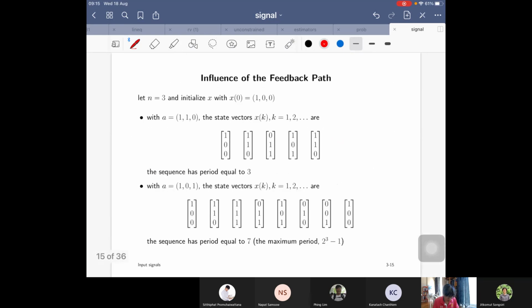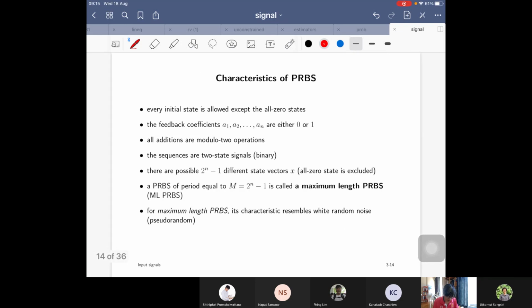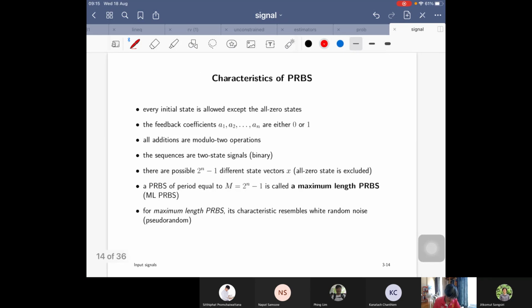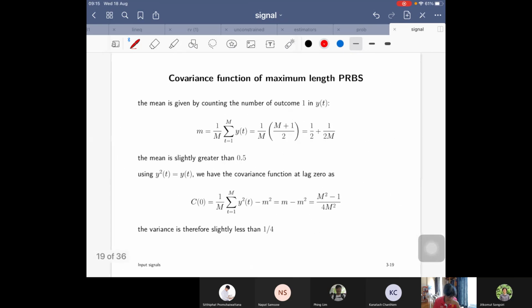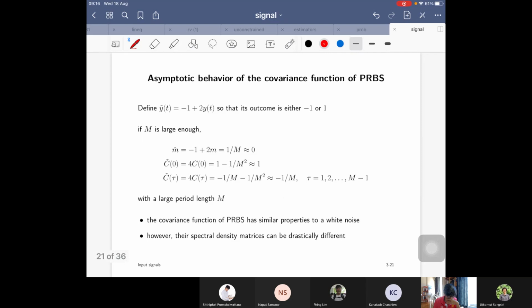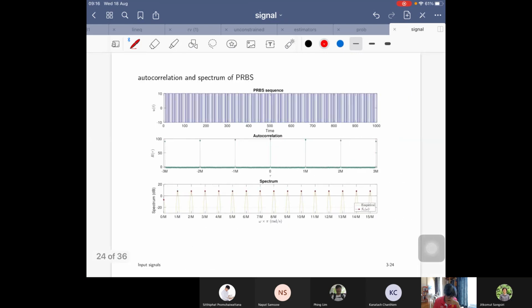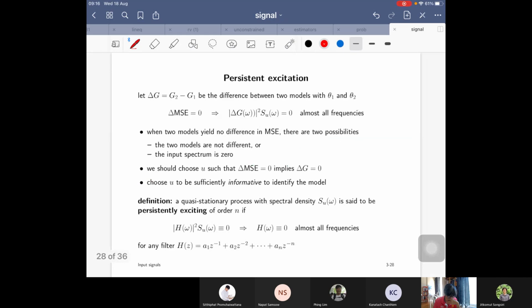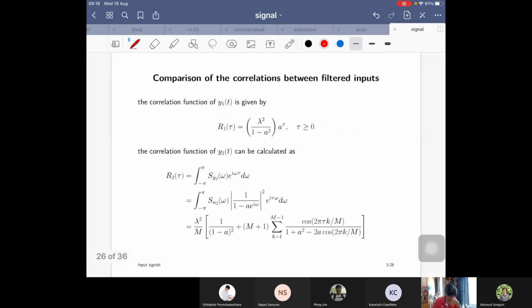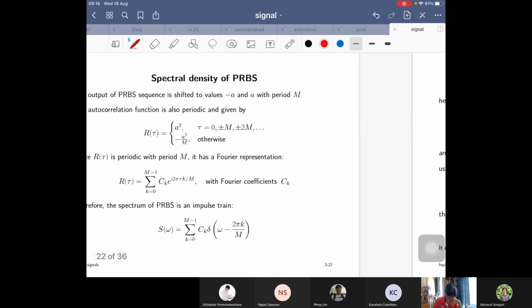Okay, we have the last one. This one is going to be long, because it is the pseudo random sequence. Okay, let me break the video here again.